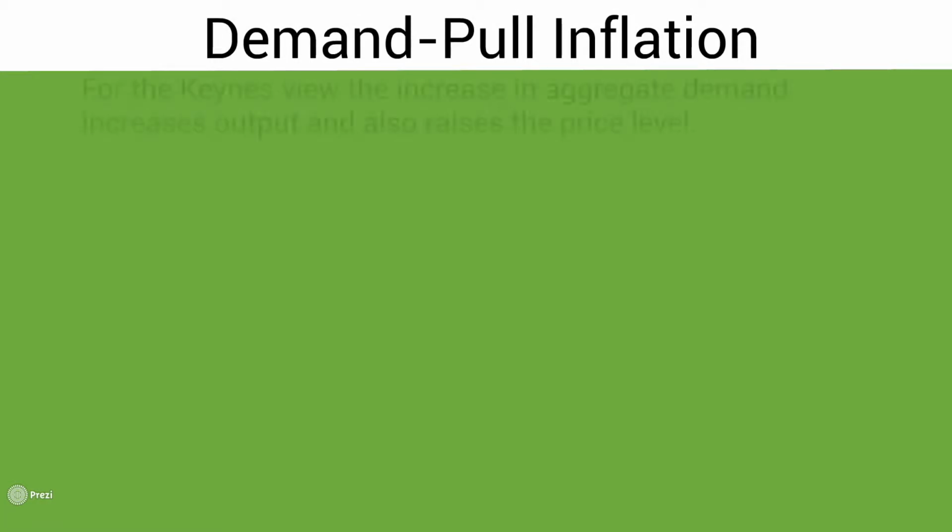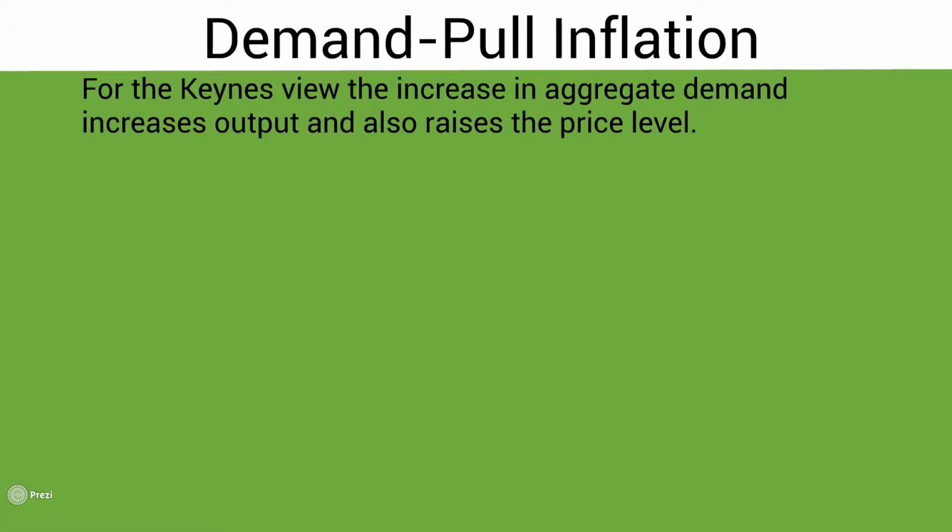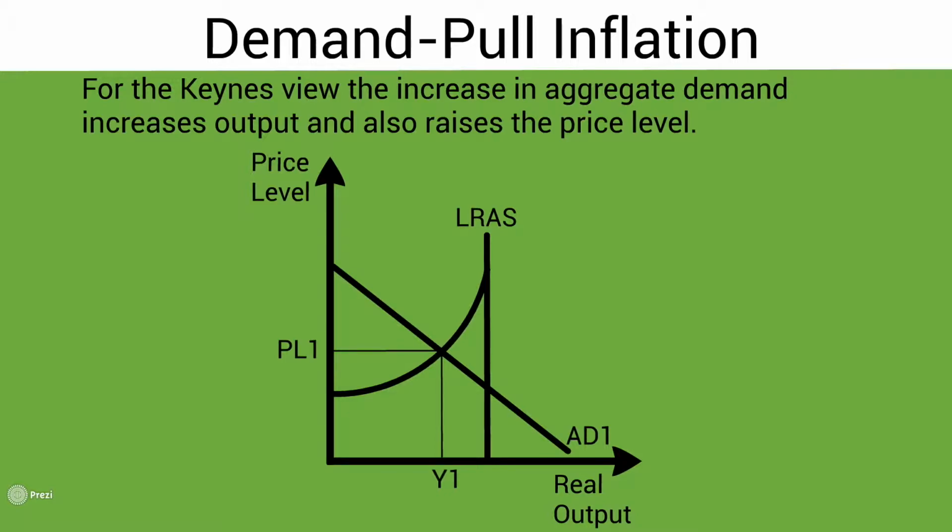We can also look at demand pull inflation on a Keynesian diagram. Initially, our economy is at a long-run equilibrium with a price level of PL1 and an output of Y1. We then have an increase in aggregate demand in the economy, which is represented by aggregate demand shifting from AD1 to AD2. Aggregate demand shifts outwards. This results in our economy being at a new equilibrium with more real output, Y2 rather than Y1, but at a higher price level, PL2 rather than PL1.